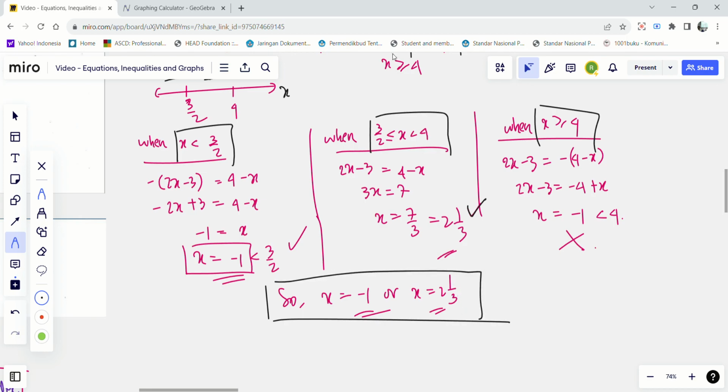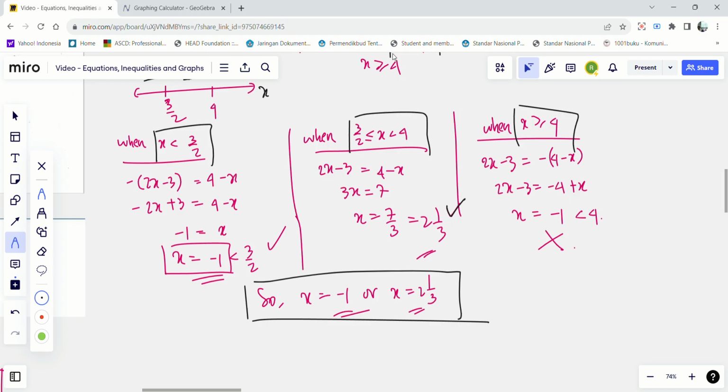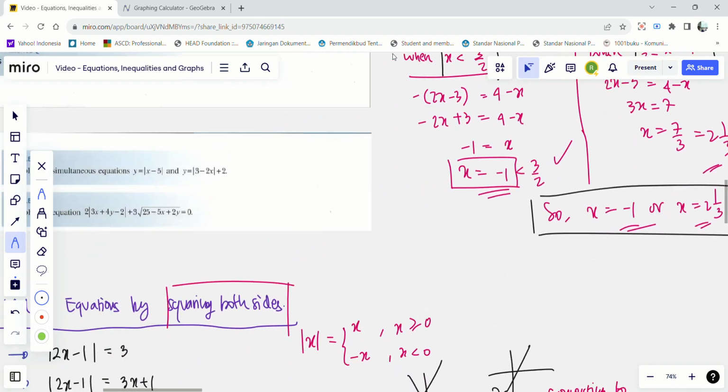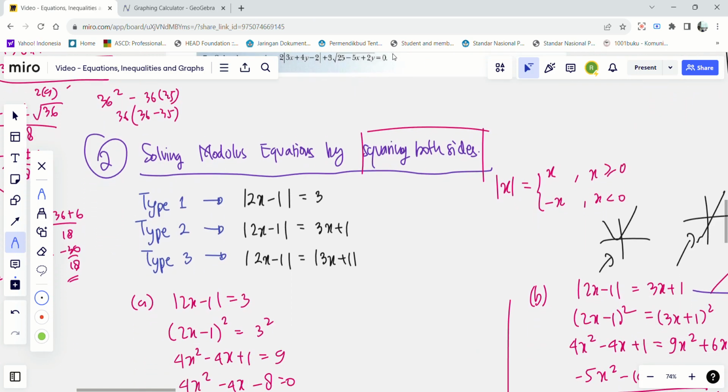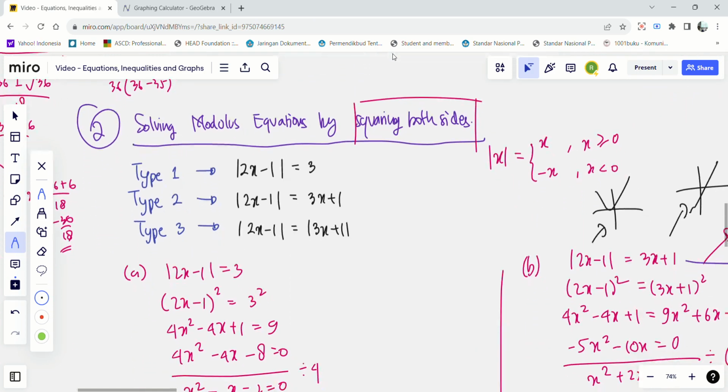And you can check it by using any other software if you wish. So here we are, I'm stopping the video here for modulus equations by concepts. In the next video I will discuss modulus equations also, but by squaring both sides. We already have the discussion here. You will see later that I'll be using the same exact 3 types, then I'll show you how we deal with them differently.